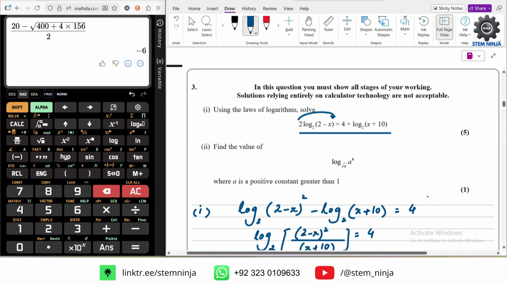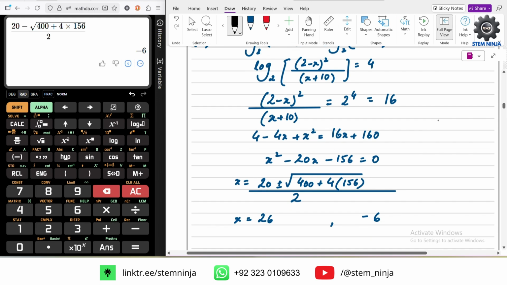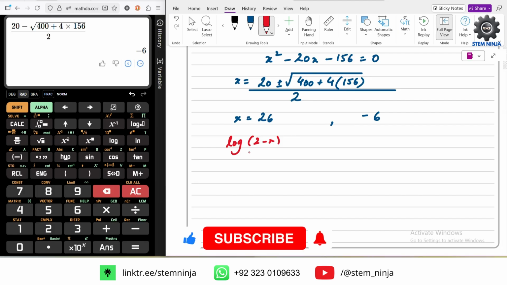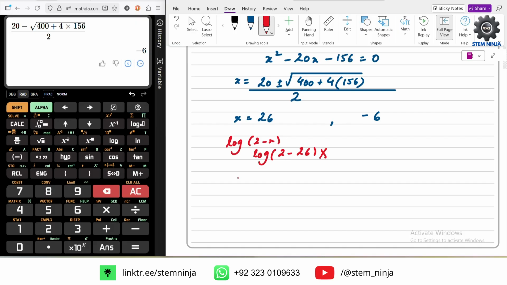Since in the equation it was 2 minus x and x plus 10, we need to remember that for a log function the argument has to be greater than 0. So for log of 2 minus x, when you apply 26, this would become log of 2 minus 26. Obviously this is undefined, so we don't even need to check the other one, x plus 10.